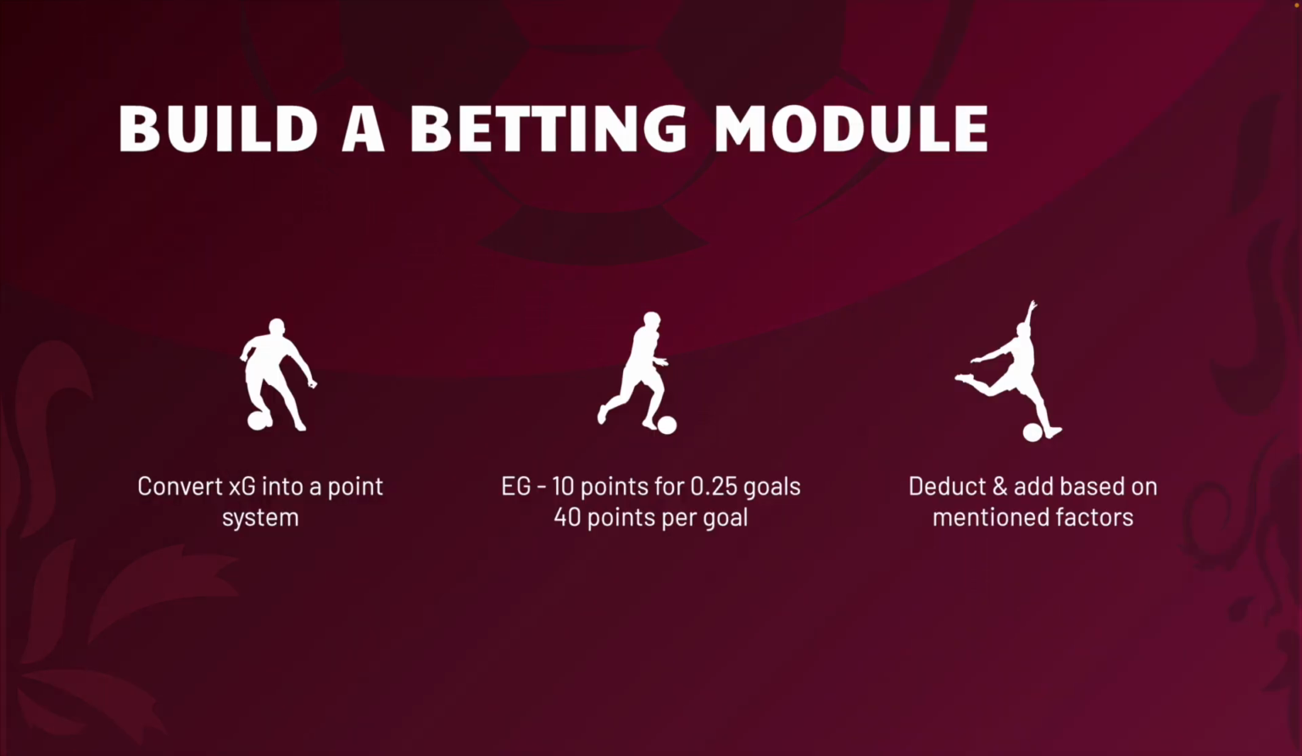And on that note, I just want to mention that if you wanted to build a betting module or something similar to yourself, what you could do is convert the XG, the goals, into a point system. You've got goals for, you've got goals against, right? You could use the 10-point system, 10 points being 0.25 goals, or 40 points per full goal. And then based on the factors that you saw before, you can deduct and add points.